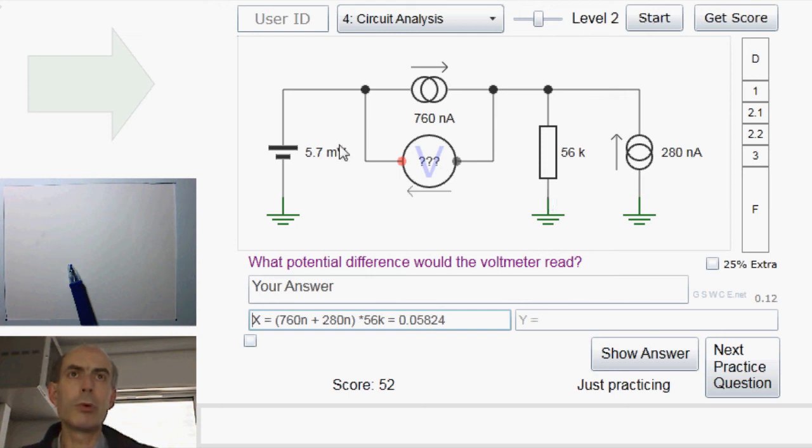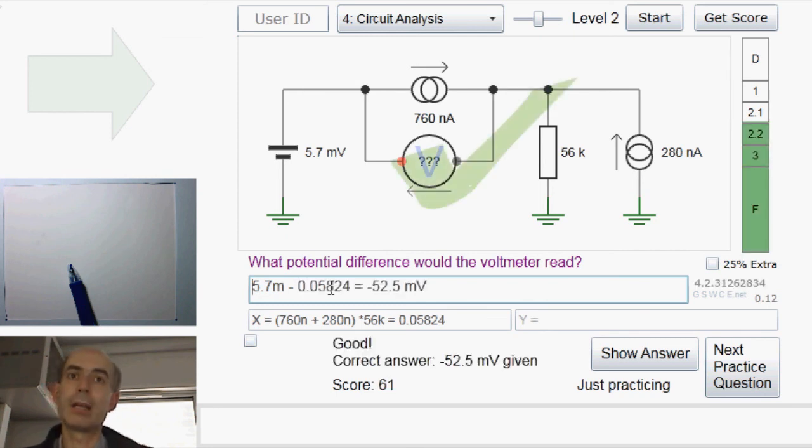And if we know the voltage on this side and the voltage on this side, then we can work out what this voltmeter would say. It would just say 5.7 millivolts, which is the voltage on this side, minus the voltage on this side, which I've worked out down here in the X box, so I could just say minus X, and so on. Over to you. Good luck.